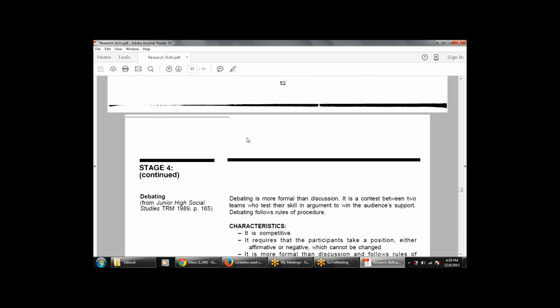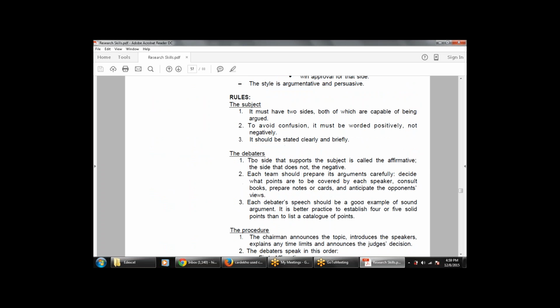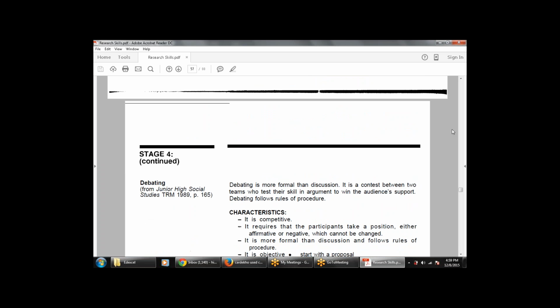Next method is a debate. That is the next method that is used, that is debating. So debating is also more formal than the discussion. So whatever we have discussed, this is a very formal approach that is used, that is debating. So use the debate for the convenience of the teachers or the students.